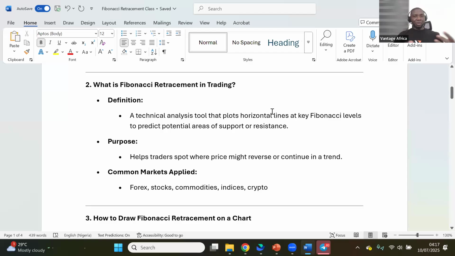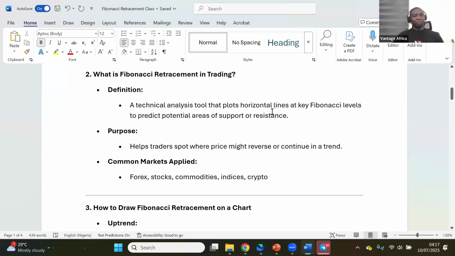So what is Fibonacci retracement in trading? Fibonacci retracement is a technical tool that you find on your chart. It's on TradingView or on MetaTrader.